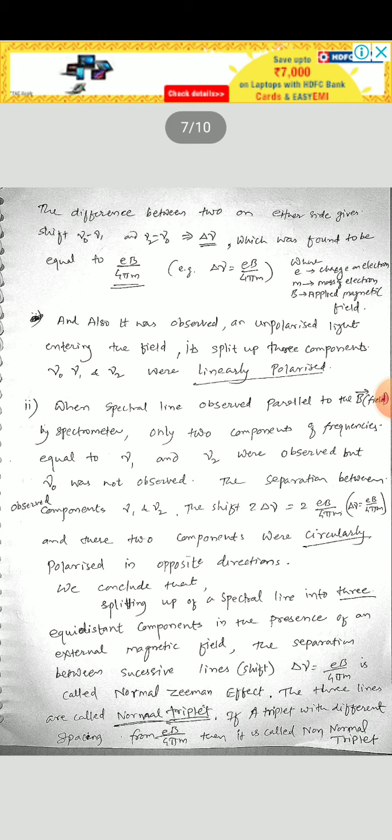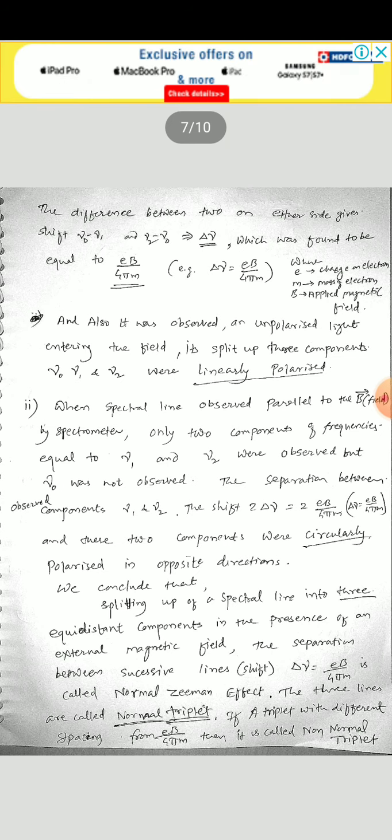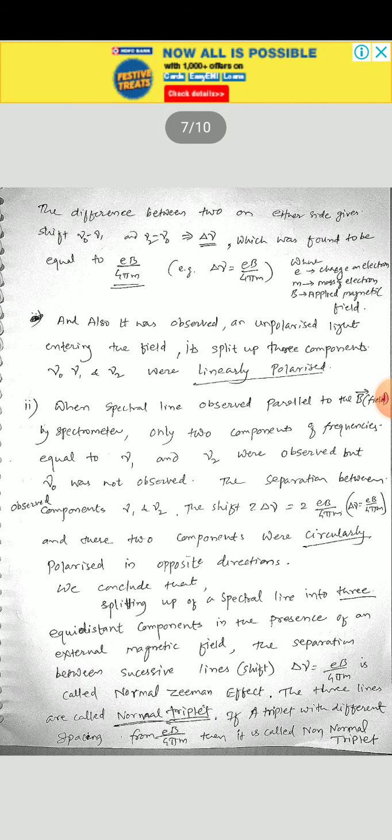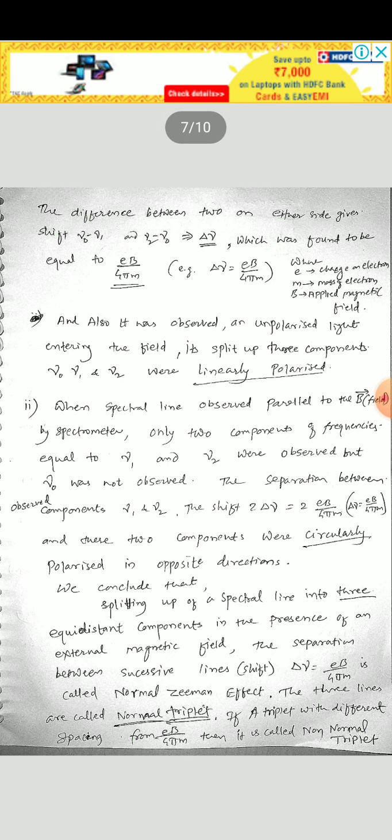are detected, but the distance between successive lines is not equal, that is, not eB upon 4 pi m, then such a triplet is called a non-normal triplet. If the difference delta nu equals eB upon 4 pi m, that is called the normal Zeeman effect, or normal triplet. And if the spacing is not equal to eB upon 4 pi m, then it is called a non-normal triplet.